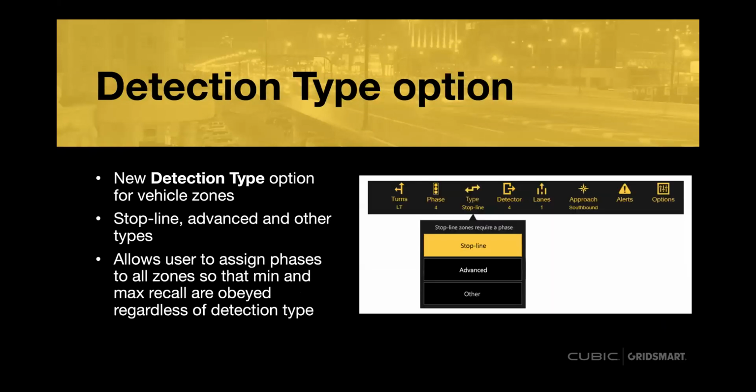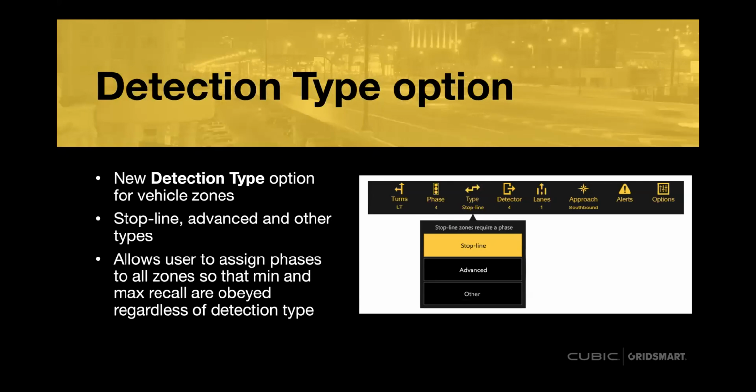The next thing is an option to select your detection type. So when you set up a vehicle zone, it may be a stop line zone, or it might be an advanced zone. Historically, the way we've recommended setting up advanced zones is to draw them, assign an output, but don't assign a phase. What this causes is for that zone to not behave according to the min or max recall setting, which can throw off your coordination by causing unnecessary extensions on those advanced zones.